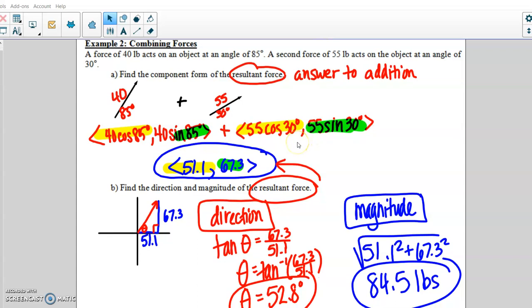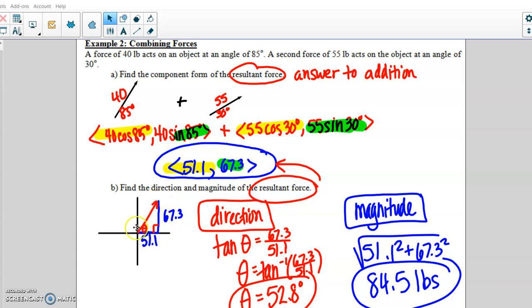For part B, it says to find the direction and the magnitude of this resultant force, which is the answer in part 1. So again, the math to this is what we did last week, but it doesn't hurt to explain it again. Remember, when you're drawing a vector, the tail is always at the origin. To figure out where the head is, we use our component form. It tells me to go a horizontal distance of 51.1 and a vertical distance of 67.3. So that's essentially the coordinate at the head of our vector.